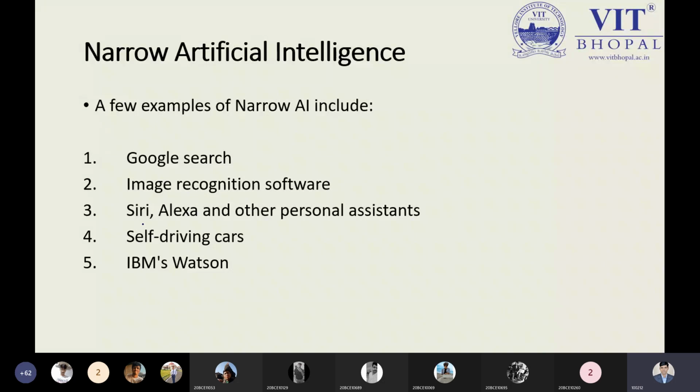Siri, Alexa, and other personal assistants. These are very limited applications. Self-driving cars, which are developed by car companies. WhatsApp too. So these are the various applications that fall under narrow artificial intelligence.